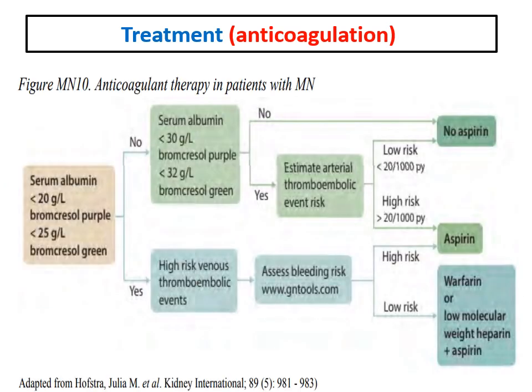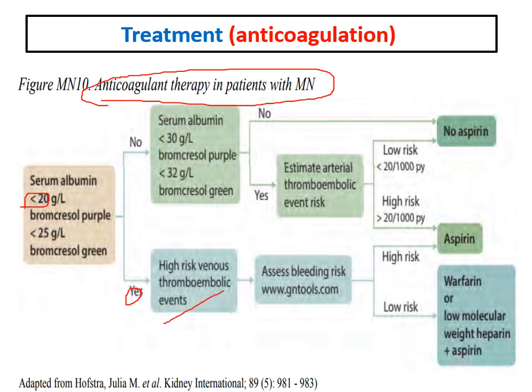This is a suggested algorithm for anticoagulation therapy in membranous. If the serum albumin is less than 2, there is a higher risk of venous thromboembolism. We should assess the bleeding risk. If there is a high bleeding risk, then we should use aspirin. If the bleeding risk is low, we can use warfarin or low molecular weight heparin plus aspirin.